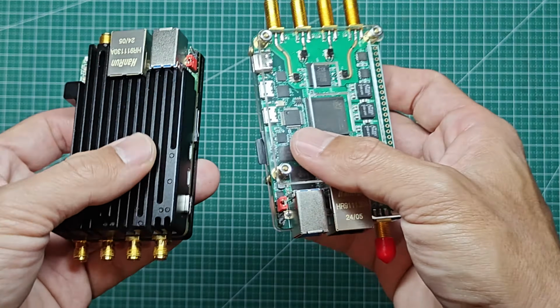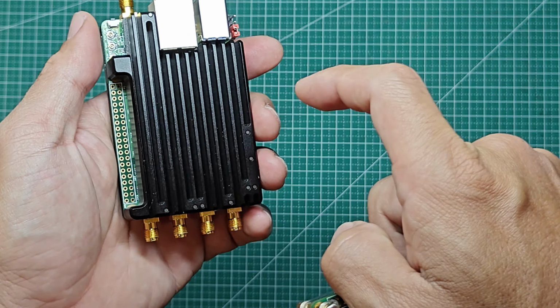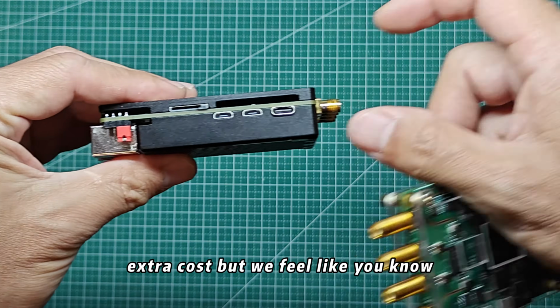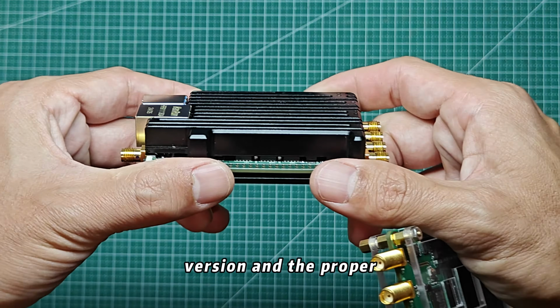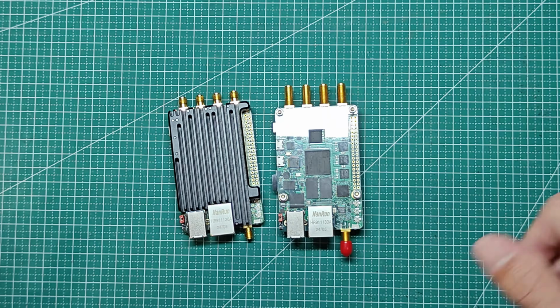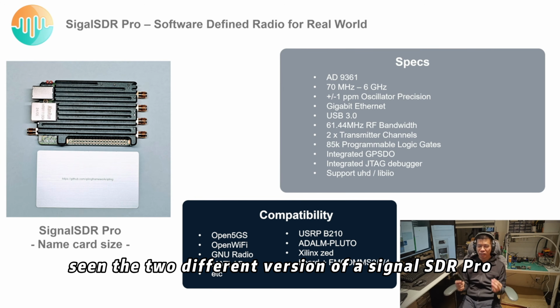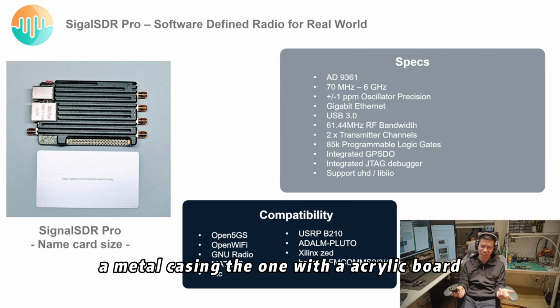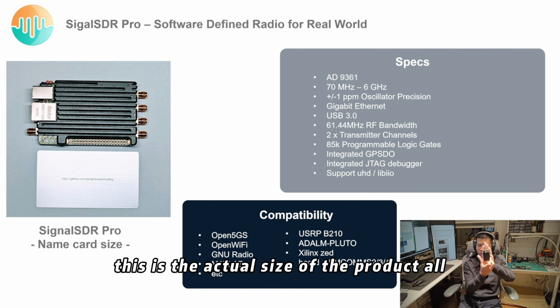Hope you like it, especially the metal casing version. This is the version that we're going to ship. Extra cost, but we were like, you know what, we should ship with the proper version and a proper heatsink, right? So you have seen the two different versions of SignalSDR Pro, the one with metal casing, the one with acrylic, right? And this is the actual size of the product.